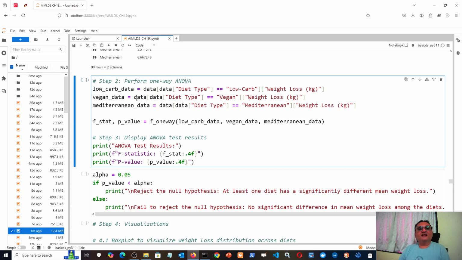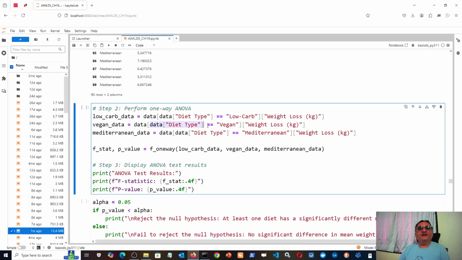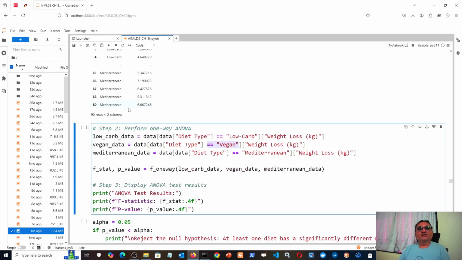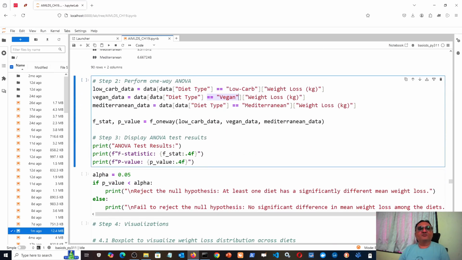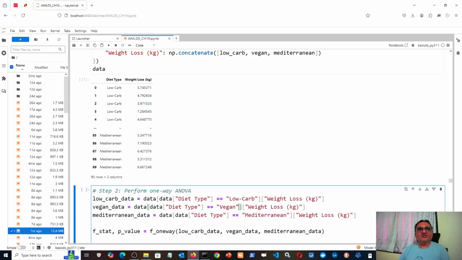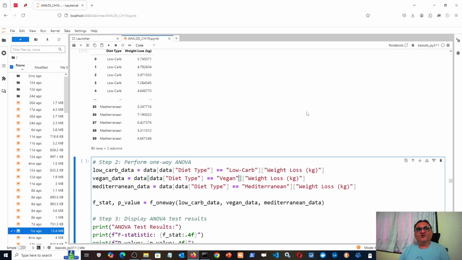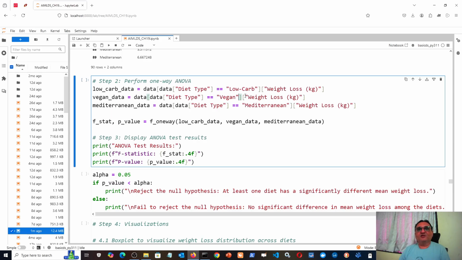Similarly, for vegan data, again take the entire data set, take this column, data diet type, and match it with vegan. This is a comparison operator, equals. It compares the diet type with vegan, and that means it will create a subset of only those 30 rows where diet type is vegan, and it will also take the weight loss column for that, and Mediterranean similarly. If I print these 3, then you will get a clearer idea of what we have got.